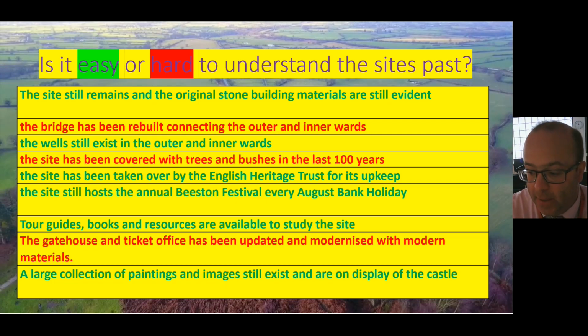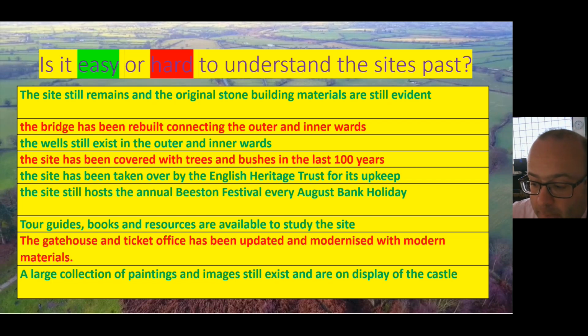So following on from that, I've just got some key facts to support that type of question about the challenges historians face. There's a lot of things that make the site easier to understand, because we know that some of the original stonework is still there. You look in green, inner wards, outer wards still have wells. The fact that it's taken over by English Heritage, whose job and responsibility is to keep the castle in as best condition as possible so people can learn from it, that's a good thing. And it still holds the traditional festival every year.